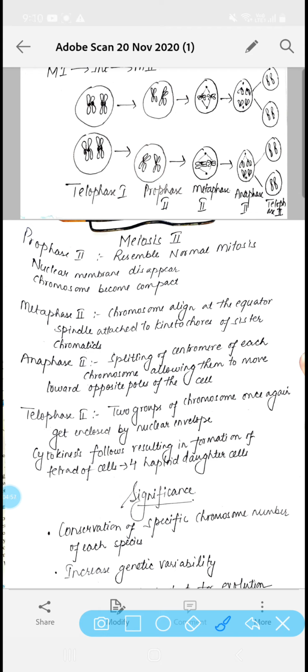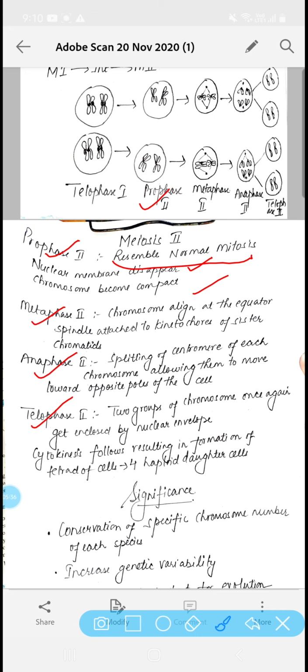Clear? So again it is divided further into prophase 2, metaphase 2, anaphase 2 and telophase 2. Prophase 2 resembles the normal mitosis process. The nuclear membrane will disappear and the chromosomes will become compact. You can see the diagram depicting the prophase 2 process. Then comes metaphase 2. The chromosomes align themselves at the equator, with spindle fibers attached to the kinetochores of sister chromatids. The same was happening in mitosis.